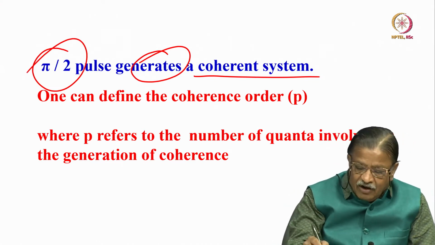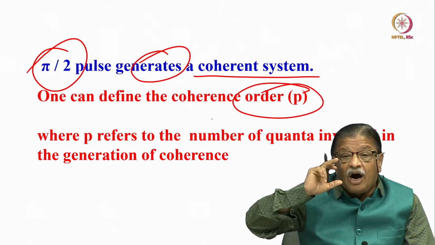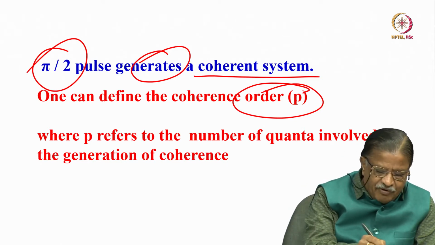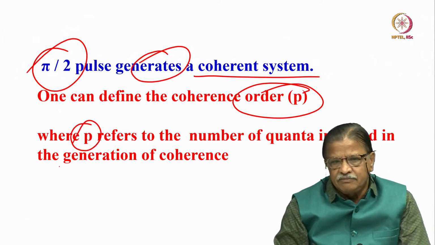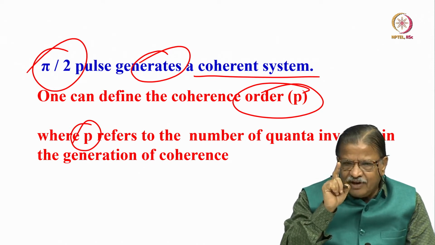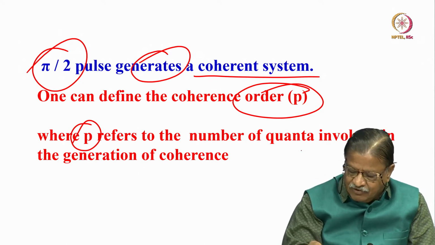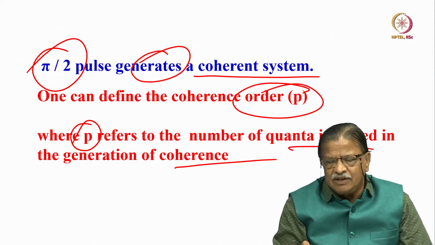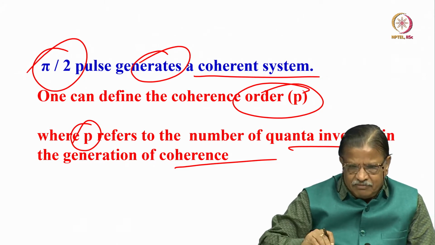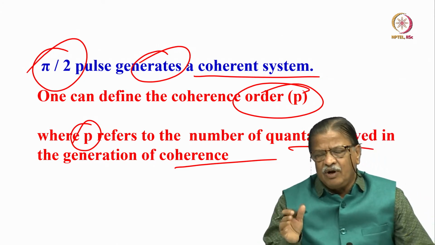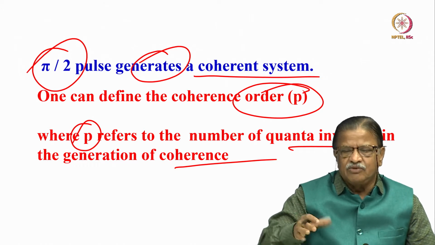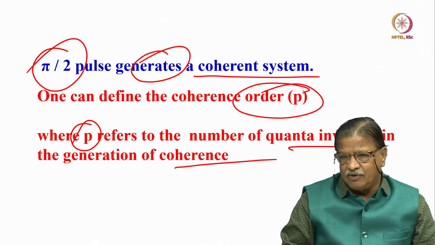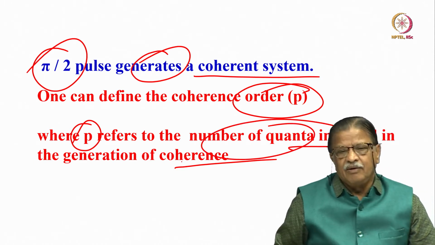Once we know that, we can also define what is called a coherence order. That is a new term which we will discuss. P is a term which is always used to refer to the number of quanta involved in the generation of coherence. The coherence depends upon the number of quanta. P equal to 1 means single quantum, that is coherence of coherence order 1. P equal to 2 is coherence order 2. Depending upon the quantum of the coherence, we can define the coherence order.